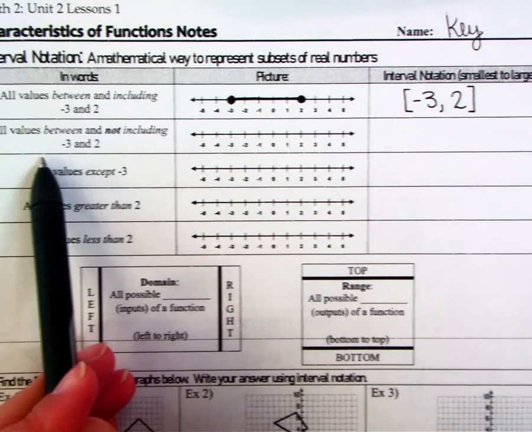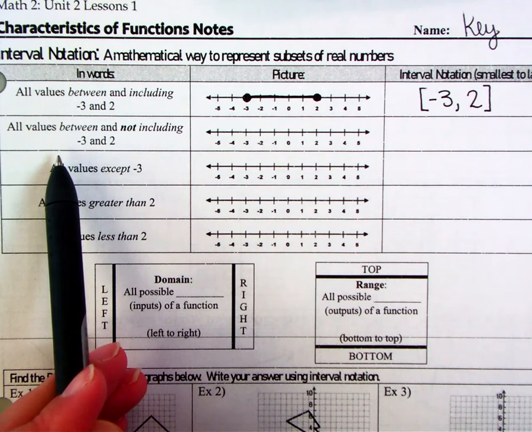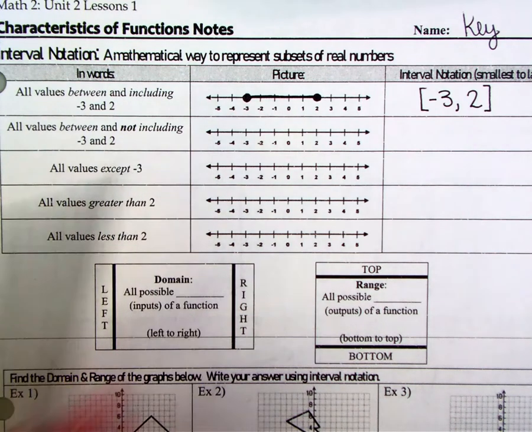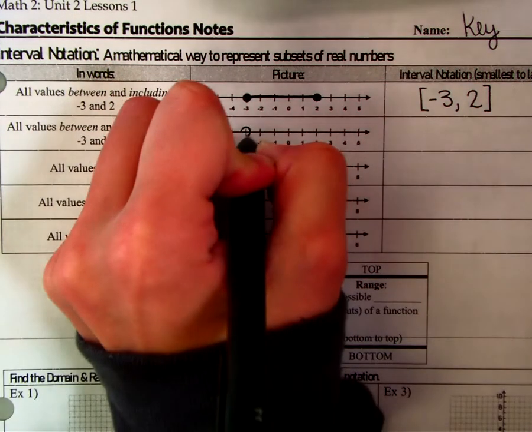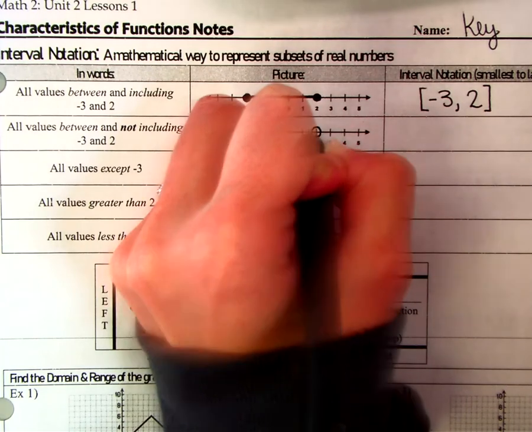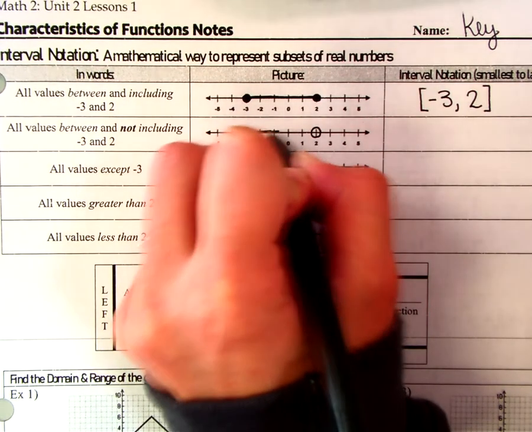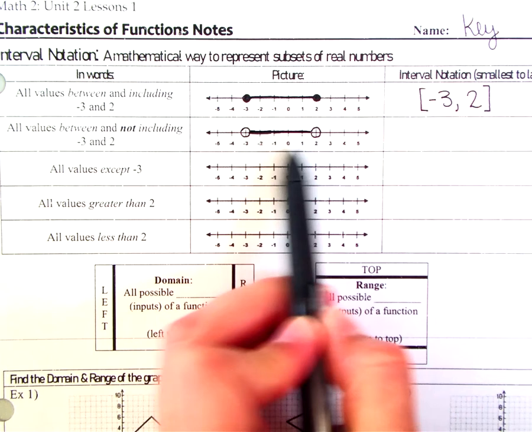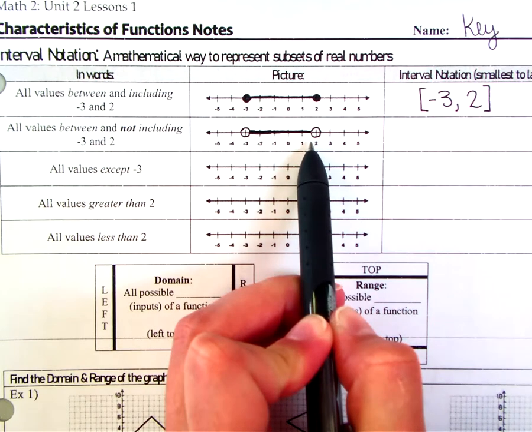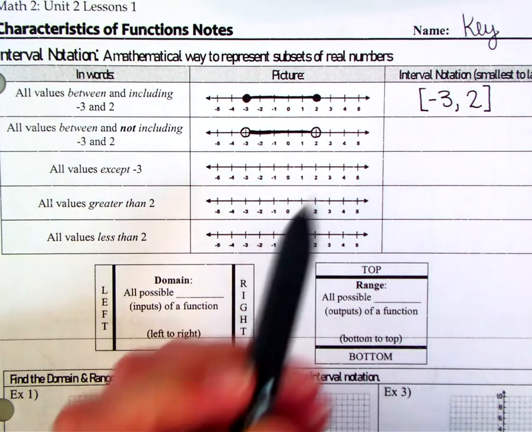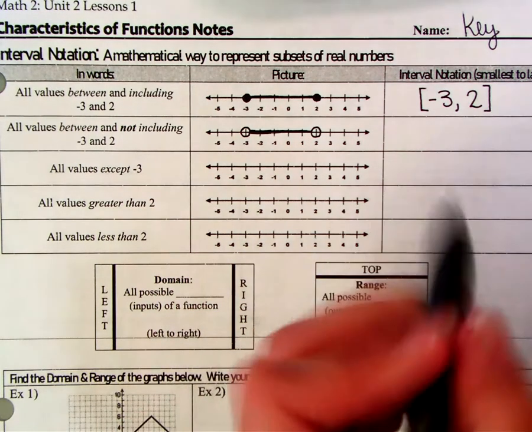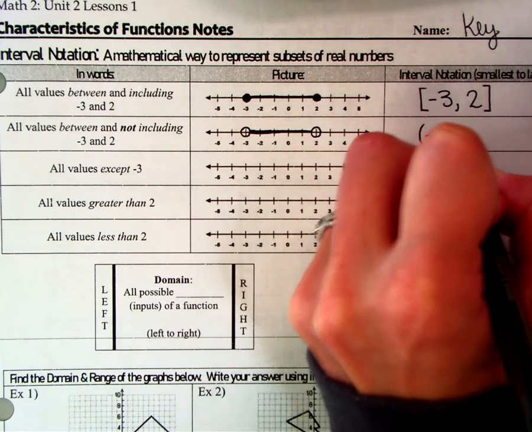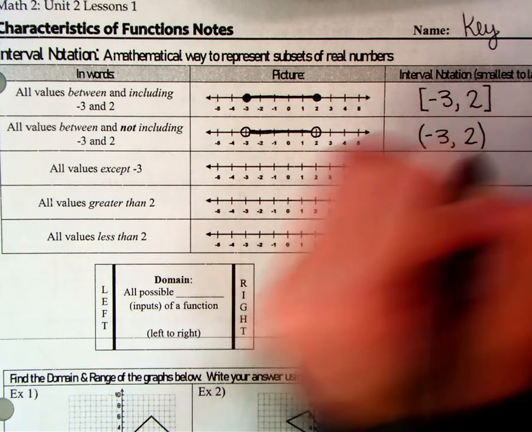So the next example is all values between and not including -3 and 2. That not including means that at -3 we have an open circle, and at 2 we have an open circle, but it's still all the numbers in between there. So that means we can have all values including 1.9999999999999, but we don't include 2. To write that using interval notation, we use parentheses. So it gets really close to both of those values, but it never actually reaches.